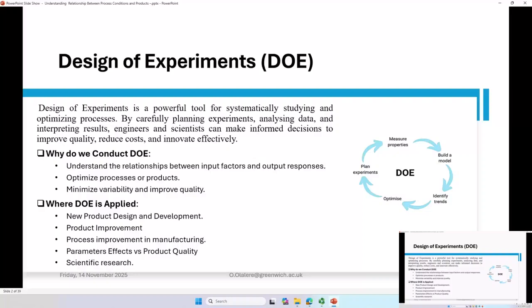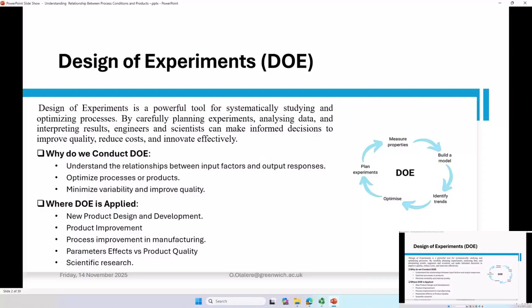Optimizing processes by carefully planning experiments, analyzing data, and interpreting results. Engineers and scientists can make informed decisions to improve quality, reduce costs, and innovate effectively.